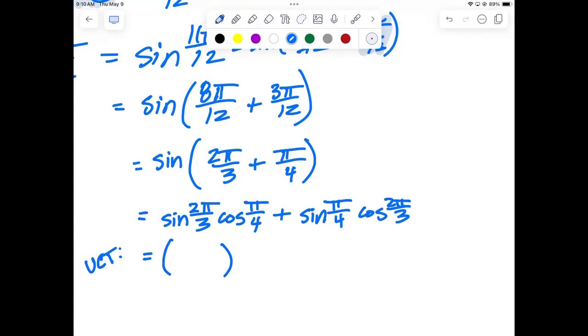This came up this morning on a BC calculus question. They had to know what cosine of pi thirds was.